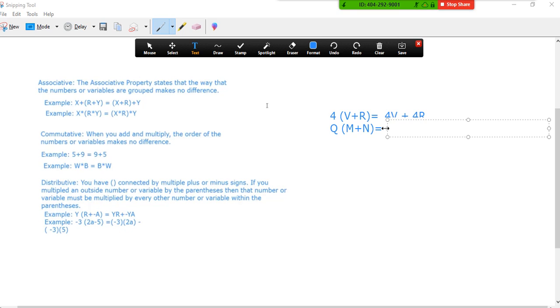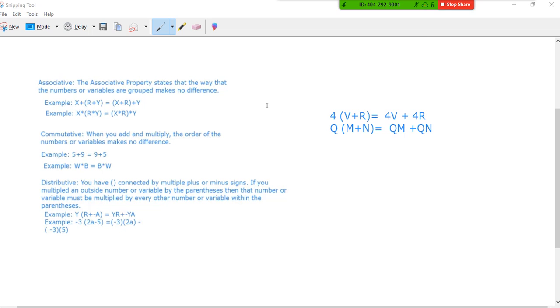Let's do the next one. We have q times the quantity m plus n equals what? Just like the one above, we have to multiply q times what is within the parentheses. So we have q times m plus q times n. So the equation would be q times the quantity m plus n equals q times m plus q times n. And that's how we apply the distributive property to an equation.